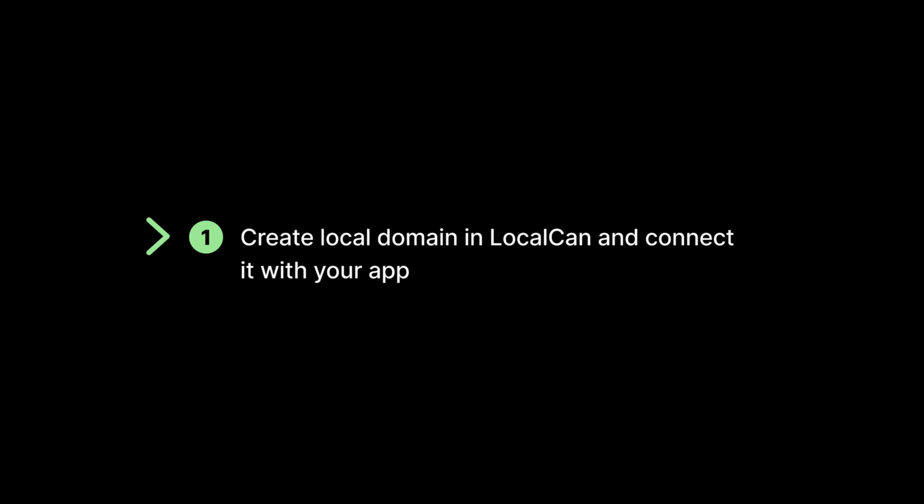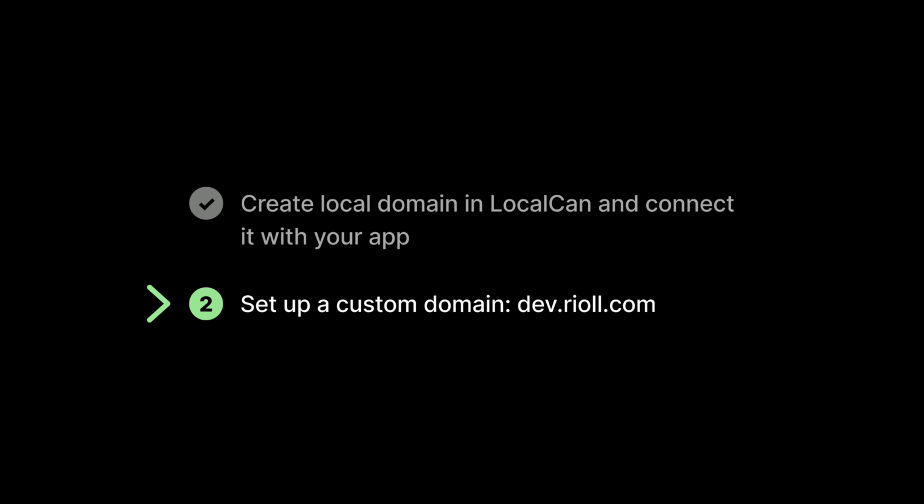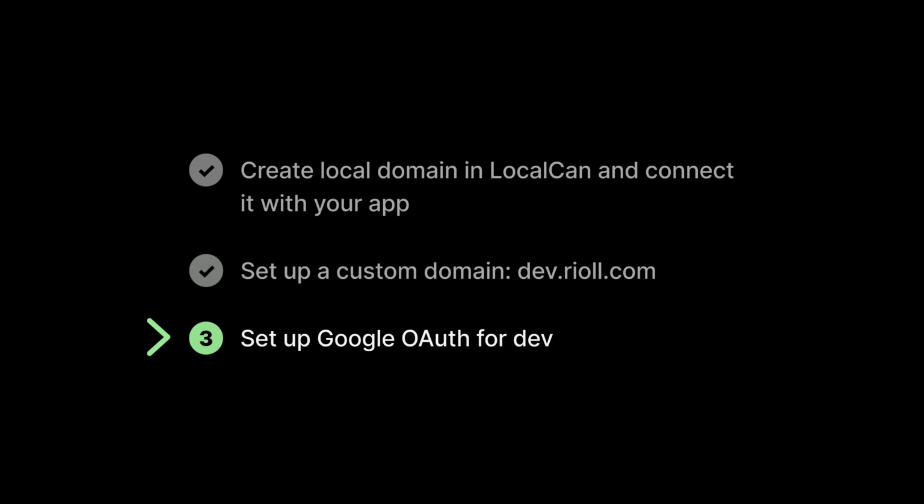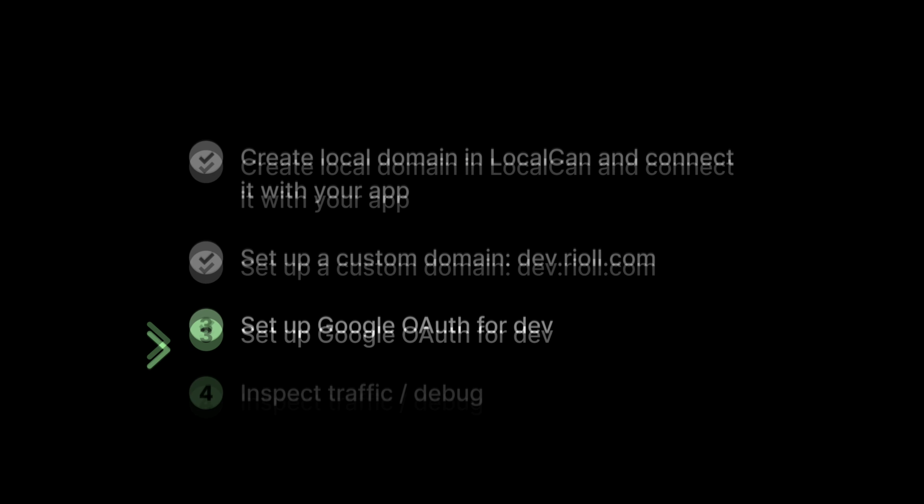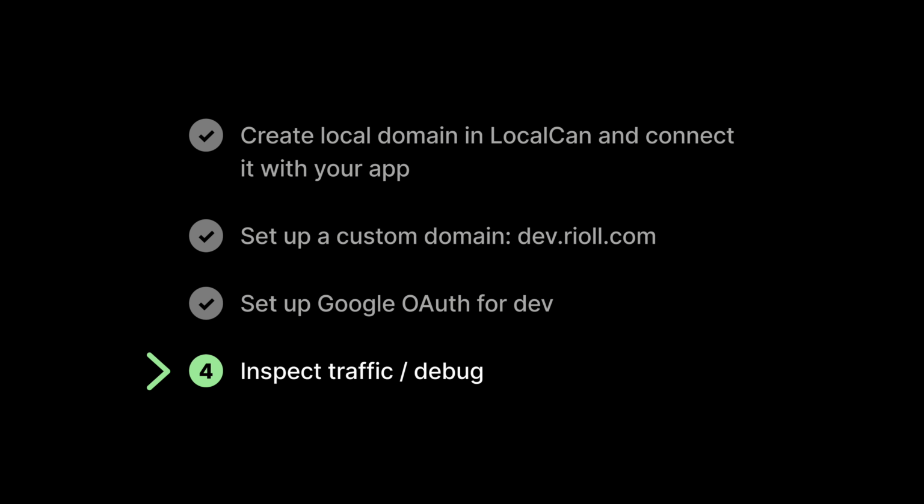Let's break this down into 4 steps. Step 1. We'll start by creating a local domain in LocalCan and connect it with your app. Step 2. We'll set up a custom domain. I'll show you how to configure this in DigitalOcean, and I'll share an important tip for Cloudflare users. Step 3, we'll set up Google OAuth for our new dev domain and test the login flow. Step 4. Finally, I'll show you how to inspect traffic in LocalCan and find the callback request that redirected logged-in user to the dashboard, which is super helpful for debugging.